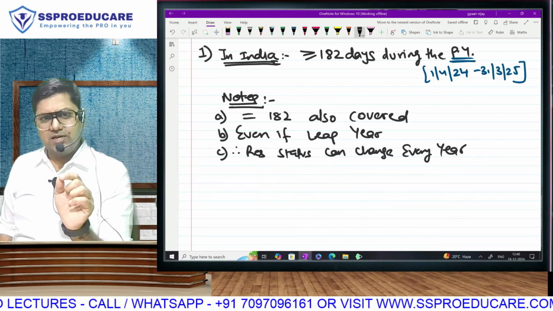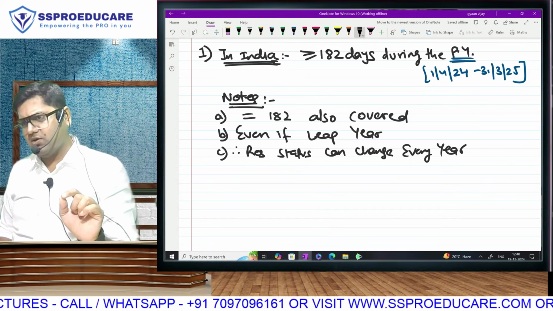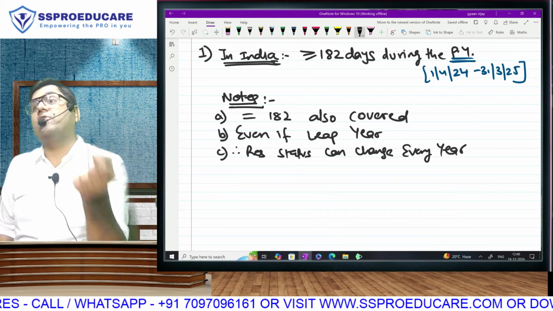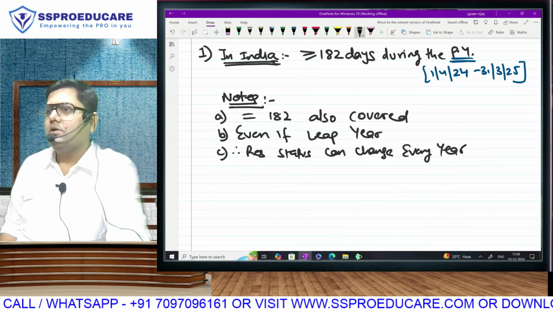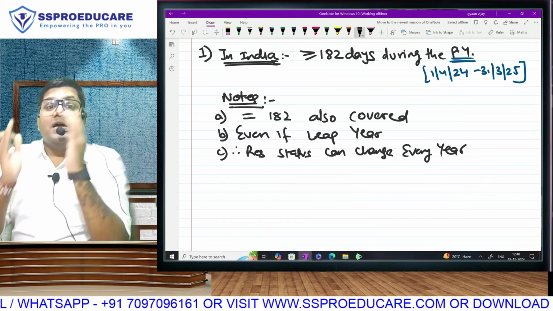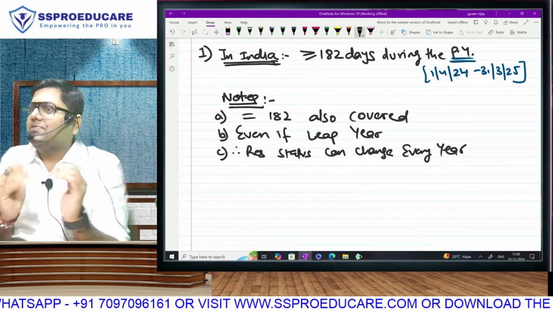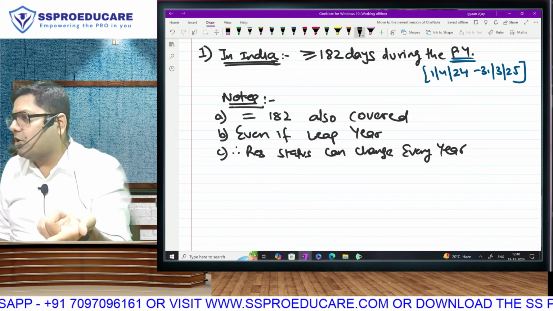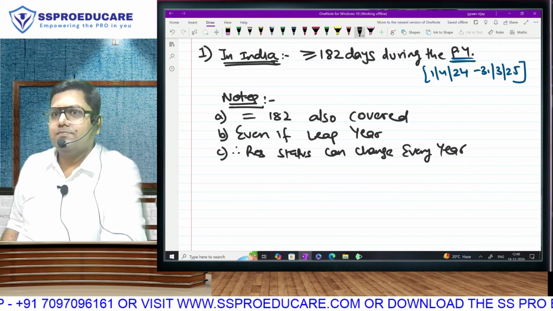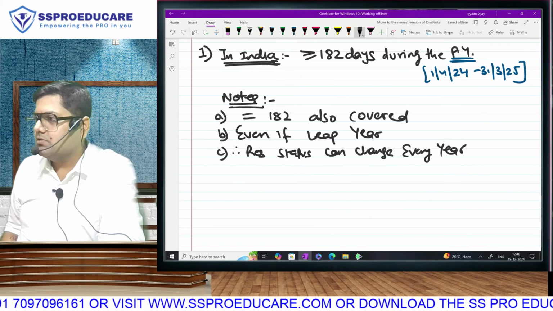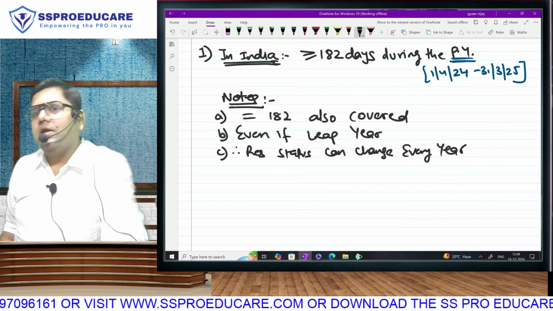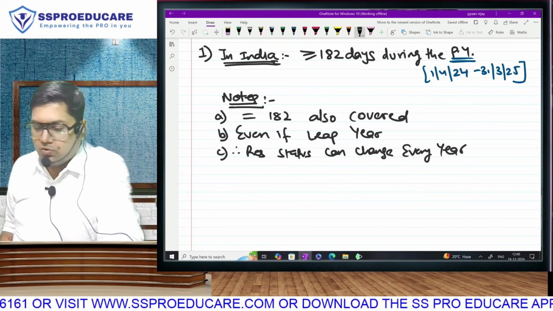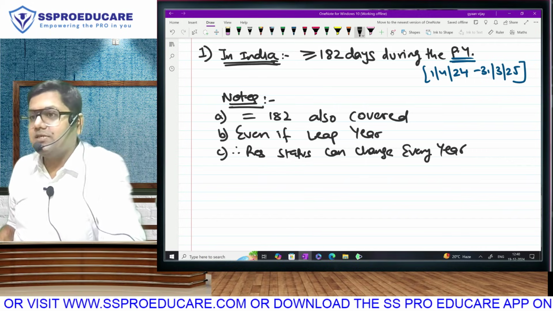So do you realize the number of days I stay in India can change on a year-on-year basis? And therefore my residential status can also change on a year-on-year basis. That particular year, if I am a resident, then world income. But next year, if I am a non-resident, then only Indian income. Is that understood? So equal to is also covered. In a leap year also it will be 182 only. Residential status can change every year.